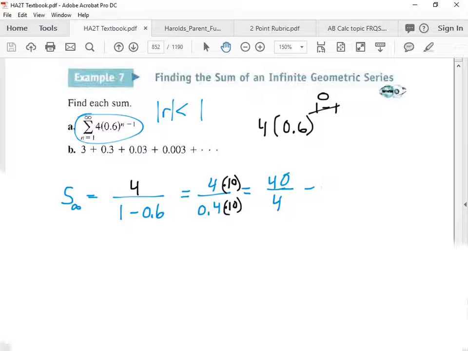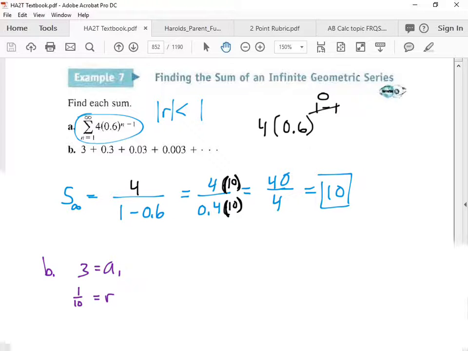Wait, so an infinite number of numbers added together gives us 10? Yes. Okay, this is another way to represent infinite numbers by putting a dot, dot, dot. But what is happening every single time to these numbers? What is our common ratio? It's multiplying by what? 0.10. So our first term would be 3, and that would be a sub 1. And then what is our ratio? 1 over 10. So it's dividing by 10, or you can say you're multiplying by 1/10.